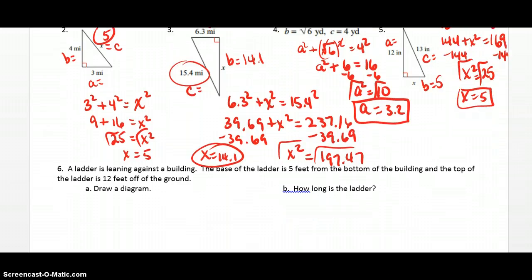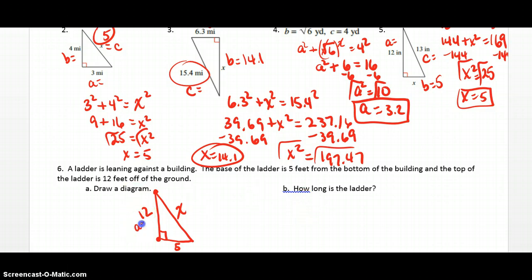Here's another word problem. A ladder is leaning against a building. So let's draw the building, and let's draw the ladder. The base of the ladder is 5 feet from the bottom of the building. So we'll call this 5. And the top of the ladder is 12 feet off the ground. So this must be 12 feet. It says to draw the diagram, so we did that. And then part B, how long is the ladder? Well, that's what we don't know.